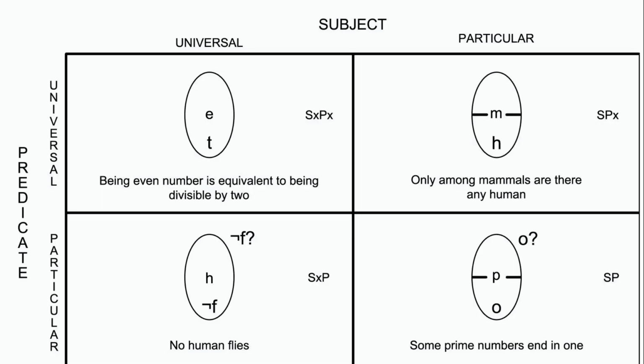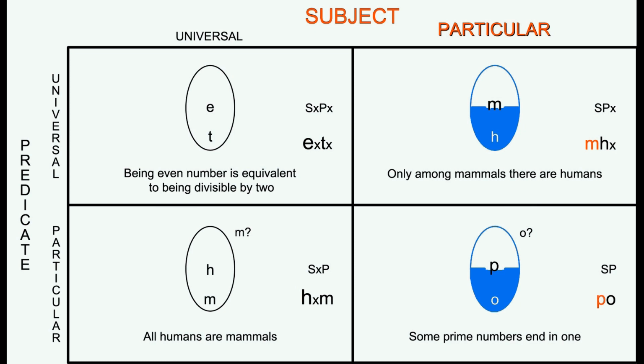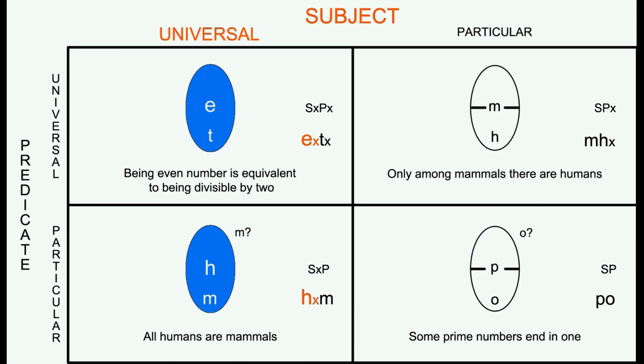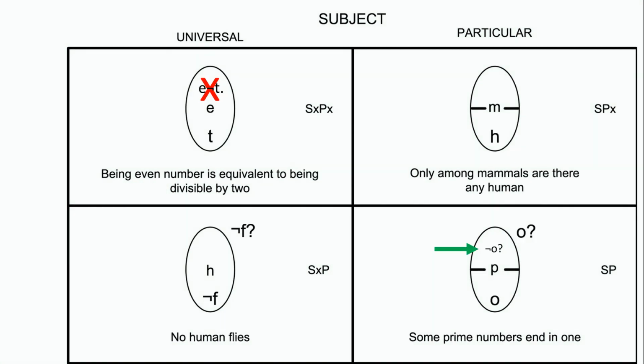The figure shows with examples the logical structure of the four elementary propositions. The first decision we must make when representing a proposition is whether to divide the model of the term which functions as the subject. In particular propositions, the model must be divided, but not in universal propositions. In the proposition, being even number is equivalent to being divisible by 2, the subject is universal because we cannot conceive that a part of the even numbers is not associated with being divisible by 2.